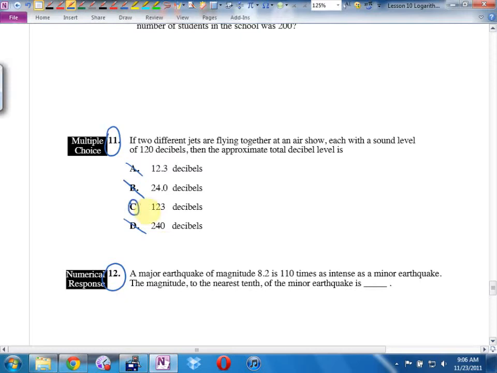Okay. Here's what we're really saying. There's one plane. Remember we said decibels, you divide by 10. There's one plane, yes? Instead of writing 120 over 10, can I put a 12 there now?